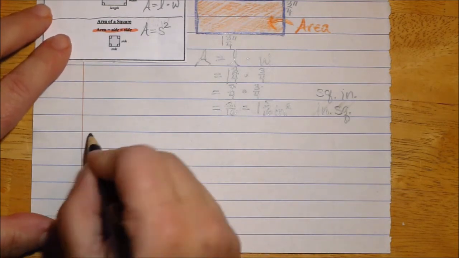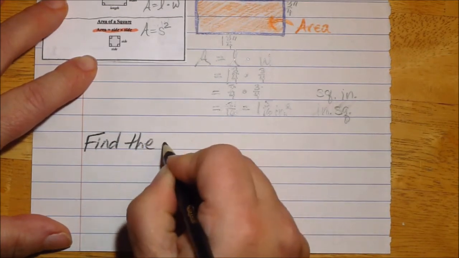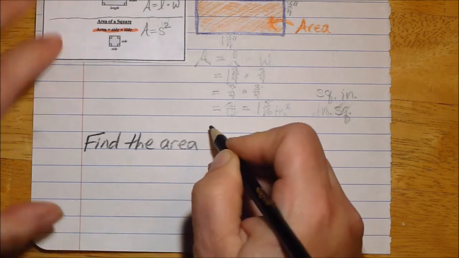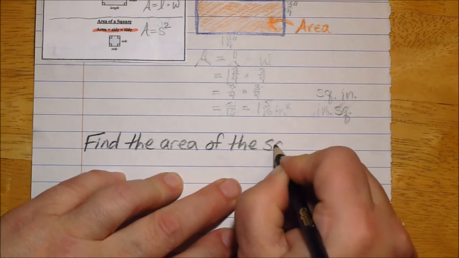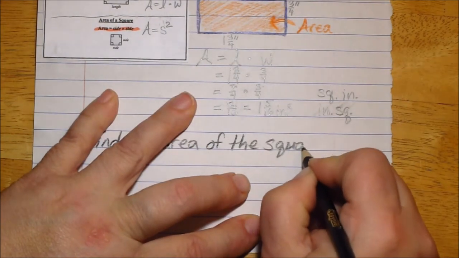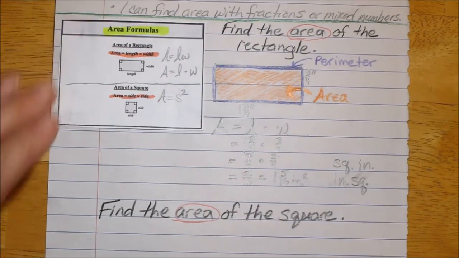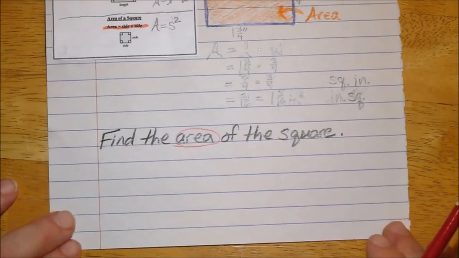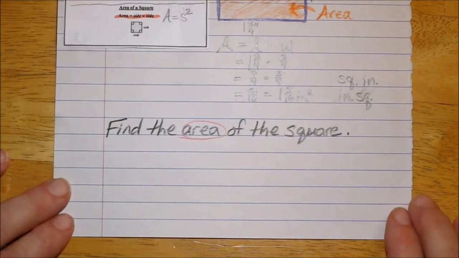Oh, I will write find the area of the square. All right, so we're looking at area. I'm gonna go back with my red pencil actually and just do a light circle of area. Soon, finding area and perimeter will be mixed up in your lessons or on your tests. So paying special attention to what they're asking you to find, area or perimeter, is going to be very important.